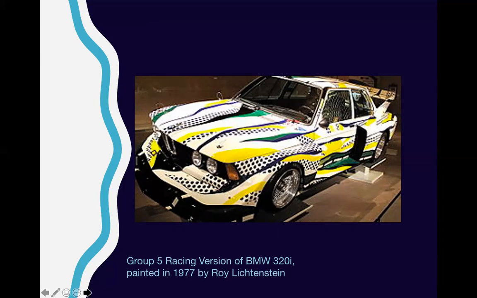So this is a Group 5 racing version of a BMW 320i. So this was a racing car, and he painted on this car in 1977. Now, this is probably giving you an idea of what sort of painter he was. He liked to use lots of dots, lines, and shapes.